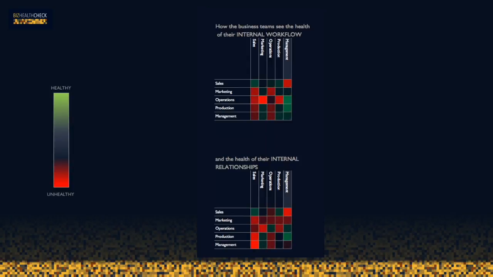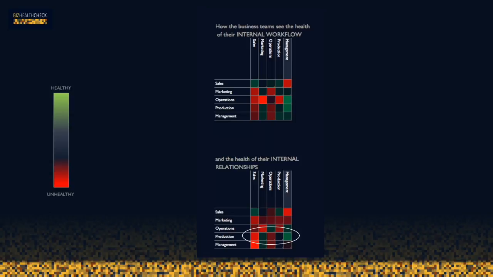And when we look at these heat maps, we can start to see some patterns emerging. For instance, here we can see that operations and production have a relatively unhealthy relationship with both sales and marketing. But the relationships with production and operations, with themselves and with management, is very healthy. The question there becomes, what is the cause of the ill health?